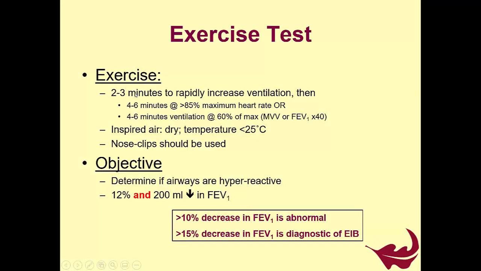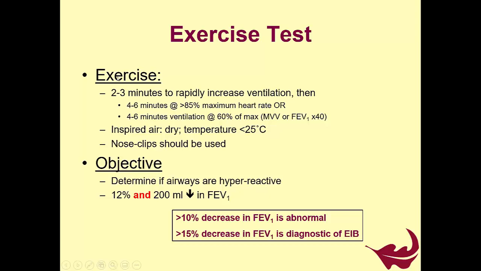So to do that, we want to make them hyperventilate, and there are 2 ways. You can use the heart rate as a proxy. So normally we look at 85% of maximal heart rate for 4 to 6 minutes after these 2 to 3 minutes. So in total, we're talking about 6 to 9 minutes thereabouts that a person is going to exercise. Or you can have 4 to 6 minutes of ventilation that is at 60% of the maximum. So you need to know the maximum voluntary ventilation, or you can multiply the FEV1 by 40, and that would be the ventilation rate that we want to have. Most of us are actually using the heart rate, I think, in the way in which we do it.